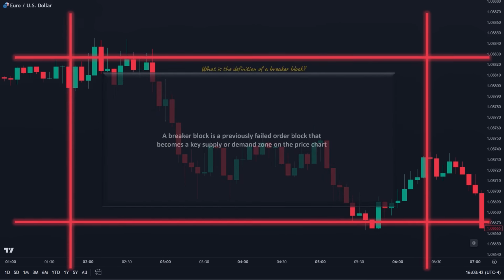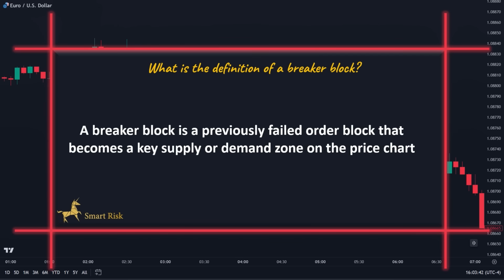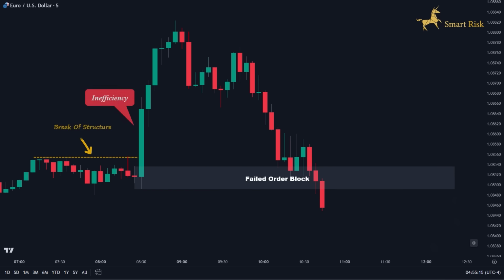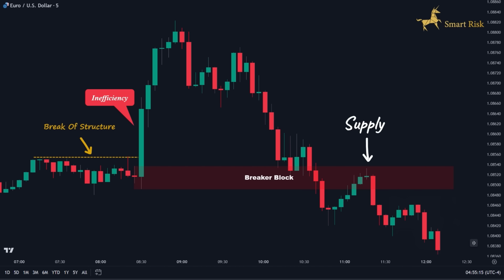Starting with the basics. What is the definition of a breaker block? A breaker block is a previously failed order block that becomes a key supply or demand zone on the price chart. Generally, this occurs when a previous order block is broken in the opposite direction, causing it to switch its characteristic from supply to demand or vice versa. Essentially, a breaker block is used to mitigate positions and serves as an area where positions are added.